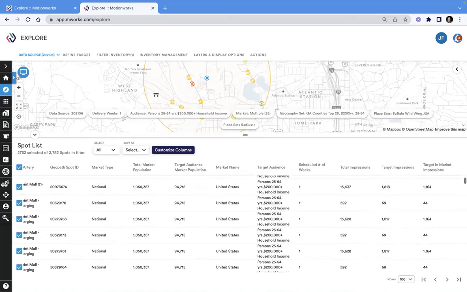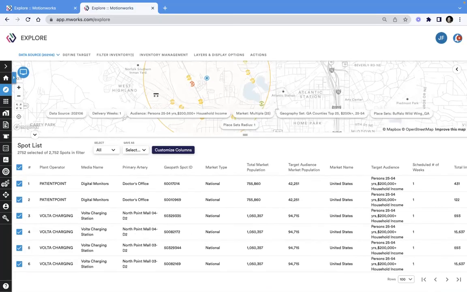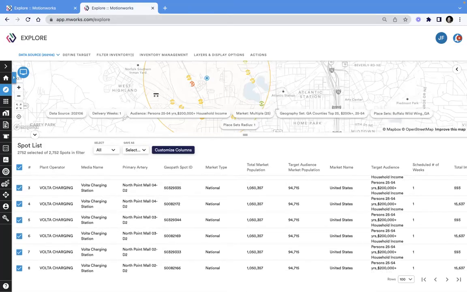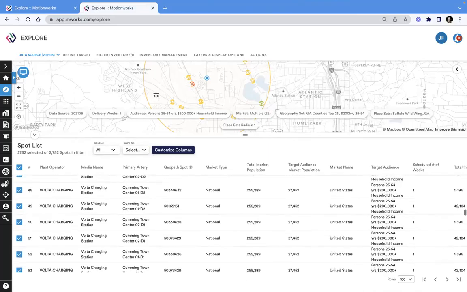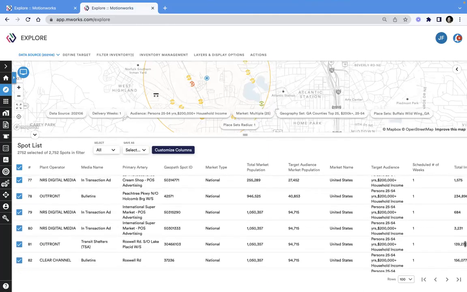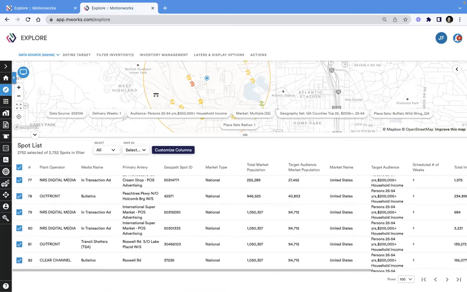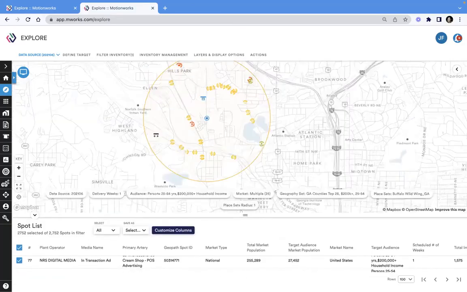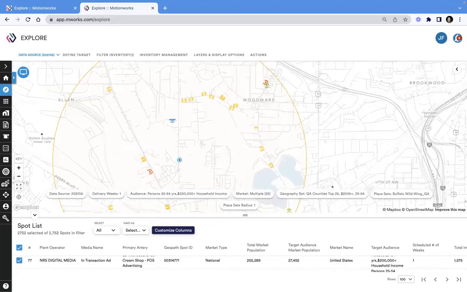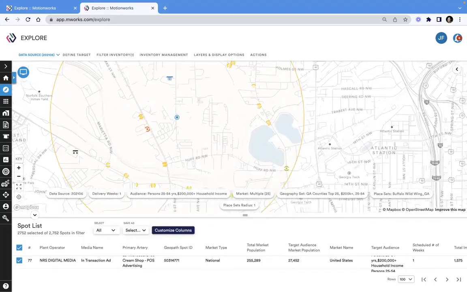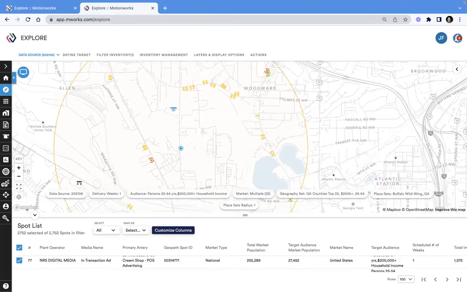You can see total impressions, targeted market impressions. This is place-based media, looking at Volta EV charging stations outside of a mall. And then I can look at bulletins that you can see this reaches much more of the general population, 234 impressions every week. And obviously a lower impression for our highly targeted group. So here, looking around this particular road, you can see the units that will best target the people that are going to and from the area feeding into that particular location.